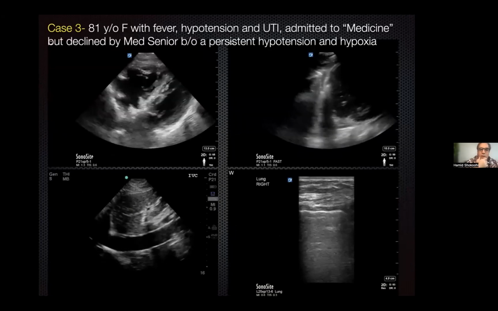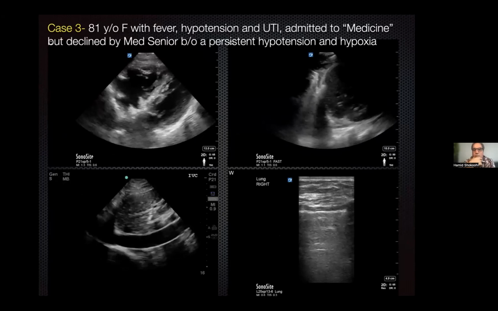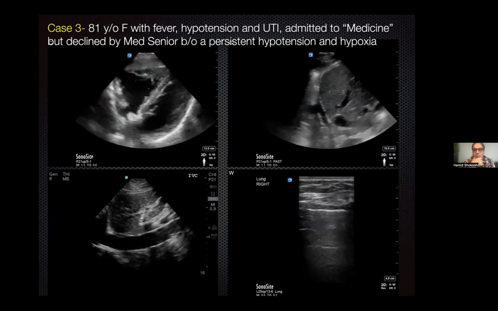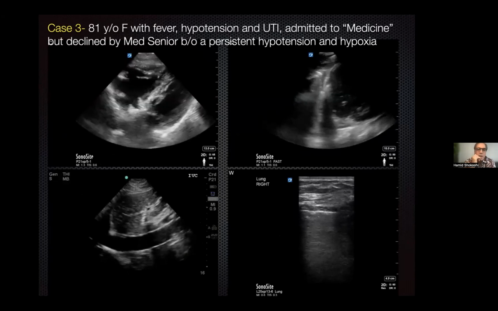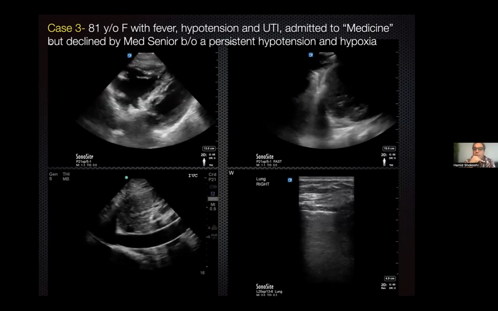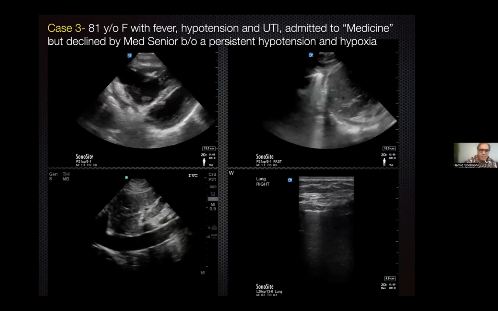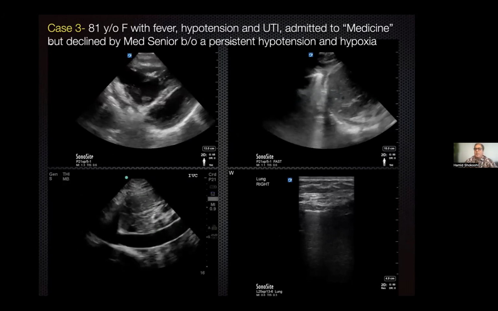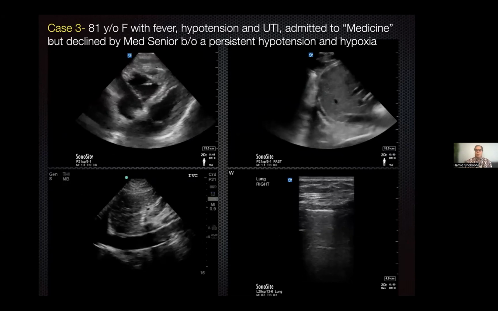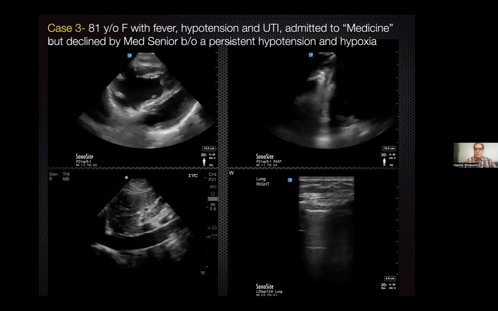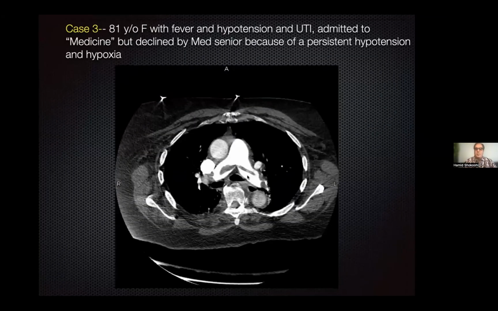Looking at another case: 81 years old, fever, hypotension, UTI. They confirmed the UTI and confirmed the fever. Admitted to medicine. The senior said this patient is still hypotensive and I'm not comfortable taking them to the floor, so they wanted to do more testing. With more testing, the patient has a saddle pulmonary embolism, as you can see here.